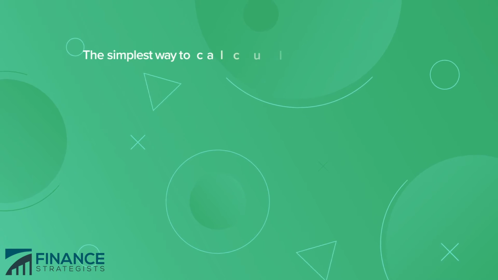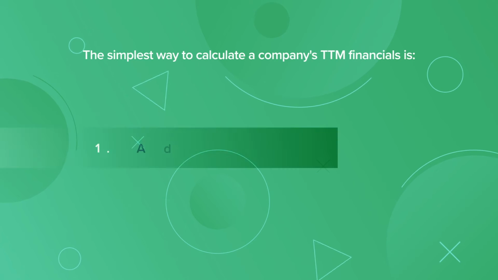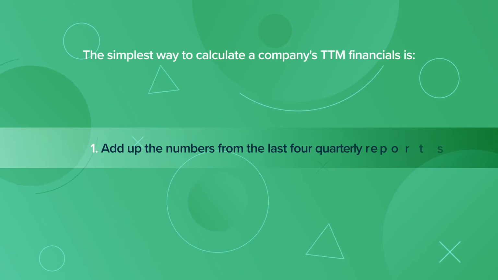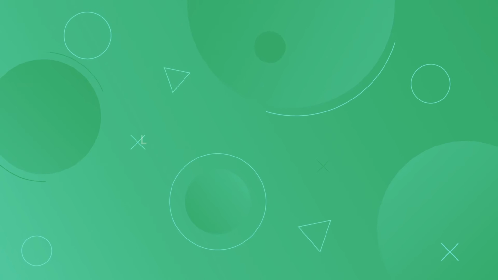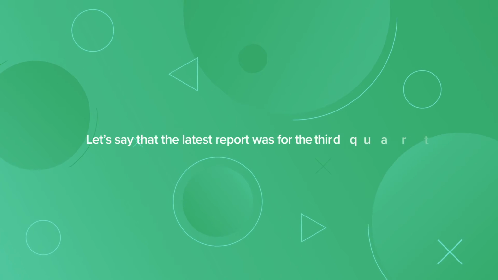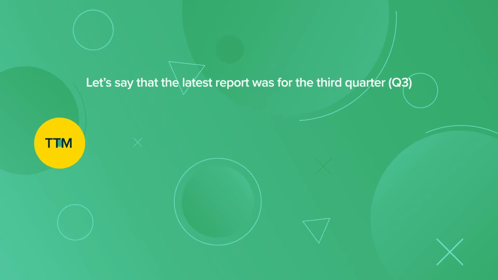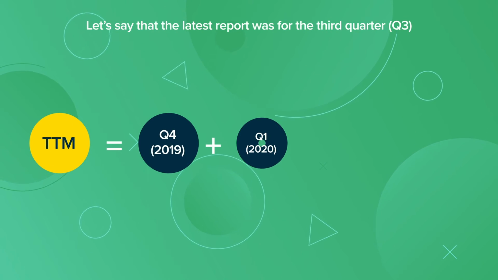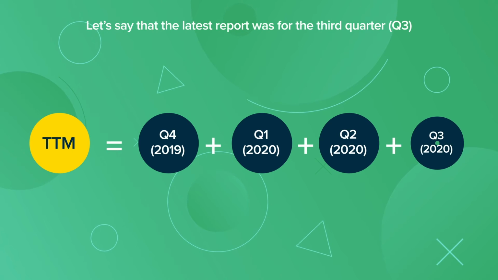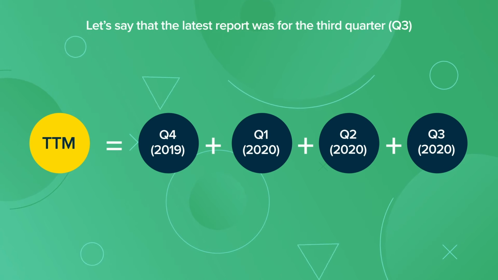The simplest way to calculate a company's TTM financials is to add up the numbers from the last 4 quarterly reports. For example, let's say that the latest report was for the 3rd quarter, or Q3. Then you can calculate the TTM numbers by adding them up from Q4 last year and Q1, Q2, and Q3 this year.